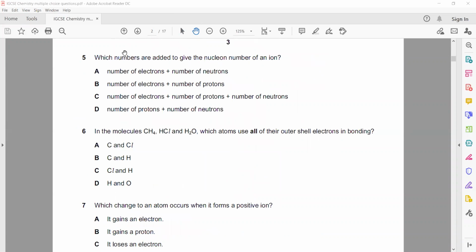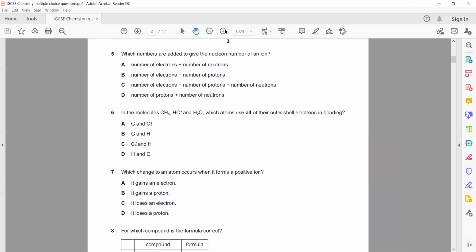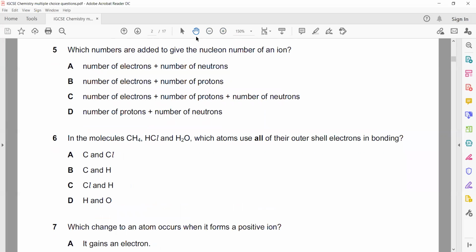For question 4, which numbers are added to give the nucleon number of an ion? Nucleon number means the number of protons and neutrons. So when we add the protons and neutrons, we get the nucleon number, which is also represented by A.